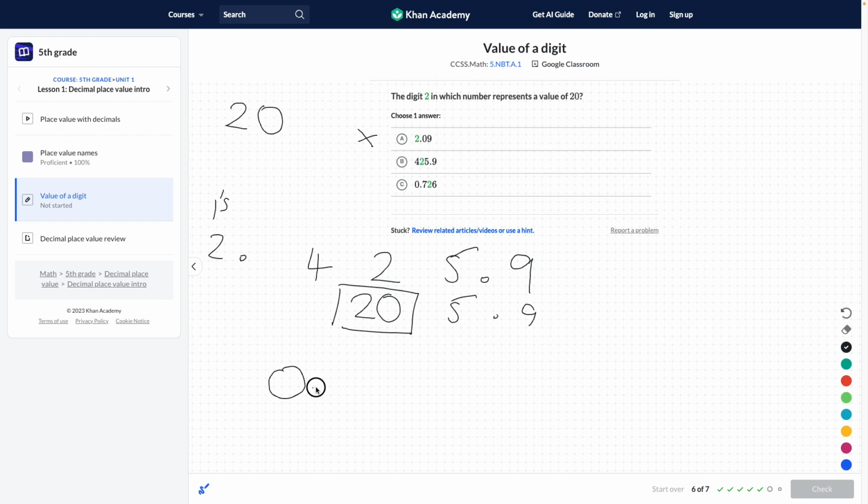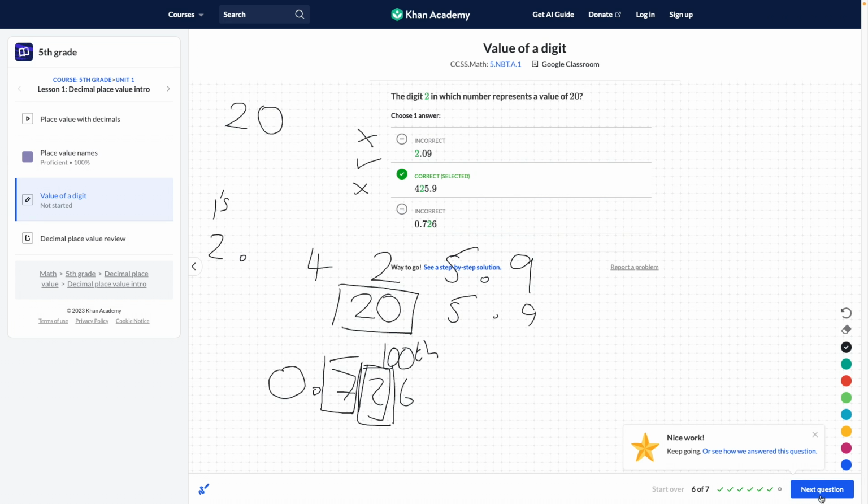Let's now say this one. Well, this one is 0.726. Well, we know this one is in the hundredths place. Okay, so this 7 is in the tenths place, and this 2 is in the hundredths place. So we know that it's in hundredths, and we want the 20th. So we want 2 times 10. And we now know that this one's correct, and we can get rid of this one because it's in the decimal. So we just don't care. So let's go to B and do check.